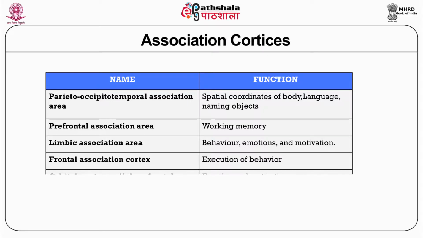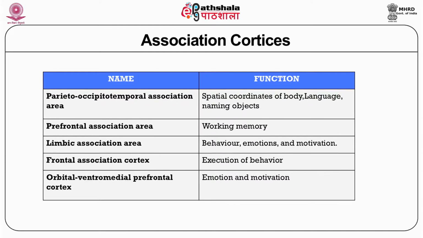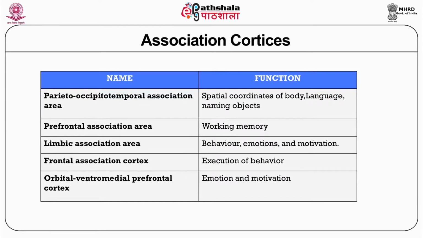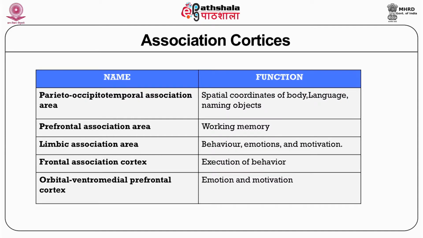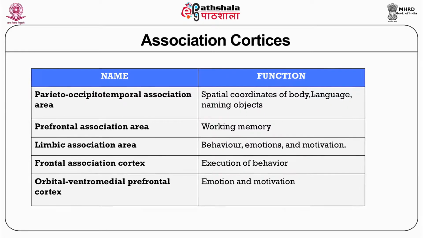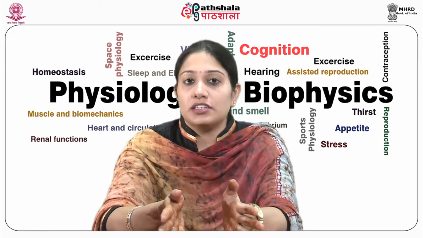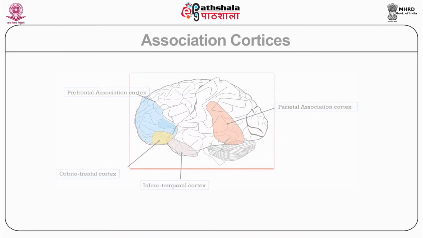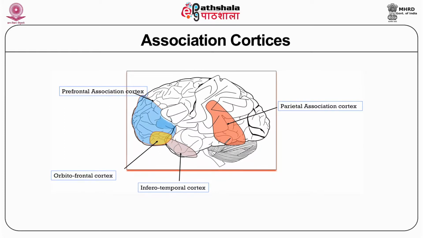Then the limbic association area, which deals with behavior, emotions, and motivation. The frontal association area, which causes the execution of behavior. The orbito-ventromedial prefrontal cortex, which also deals with emotion and motivation. So now this is the diagrammatic representation of the same. This diagram shows the most important association cortices.